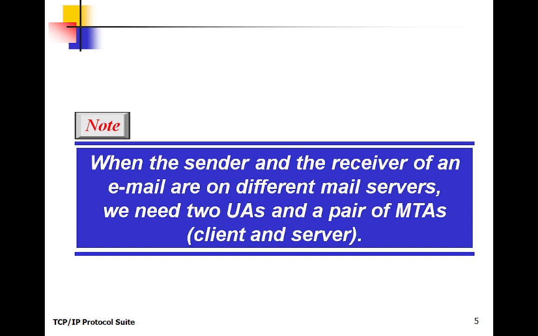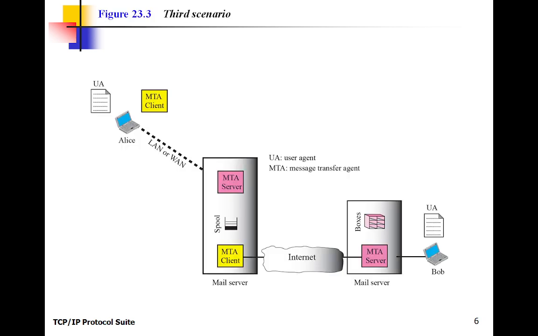If it wants to send the mail communication outside of our network, then definitely we need two pairs of user agent as well as mail transfer agent. Now you can see that's another third scenario. From user agent to mail transfer agent, first packet transmission, then from MTA client to MTA server, then MTA server to spool, then spool to MTA client, then MTA client to MTA server, then MTA server to mailbox, then user agent. So there are 7 steps that have been followed.